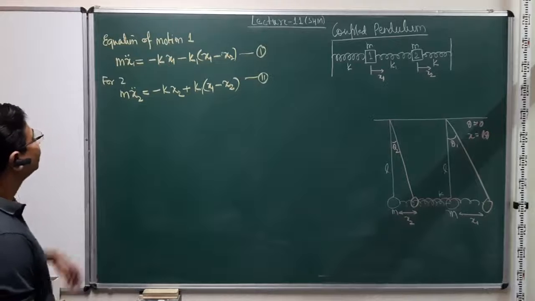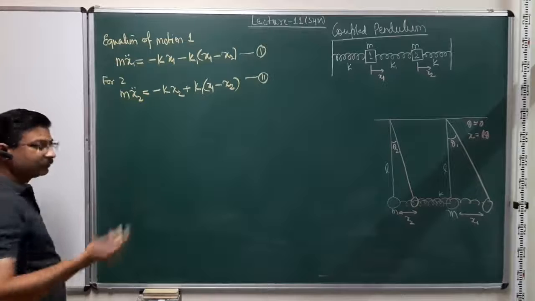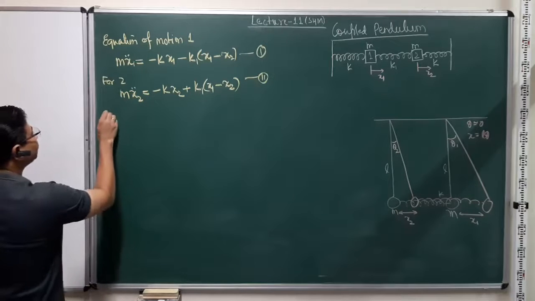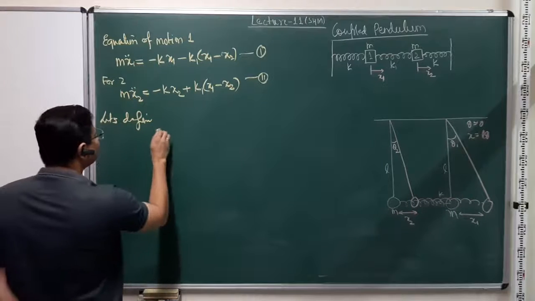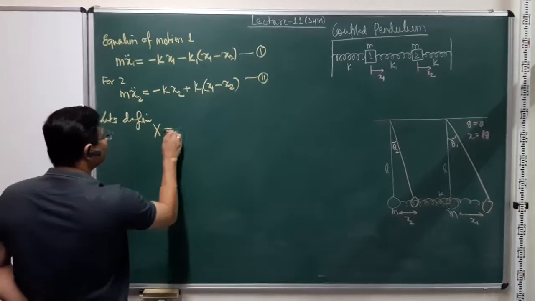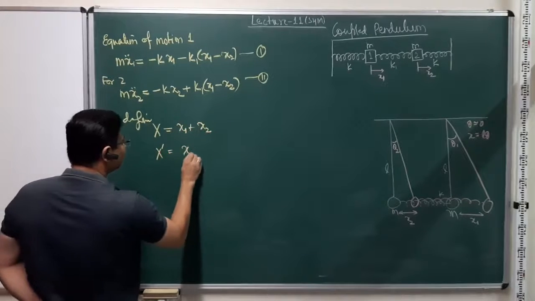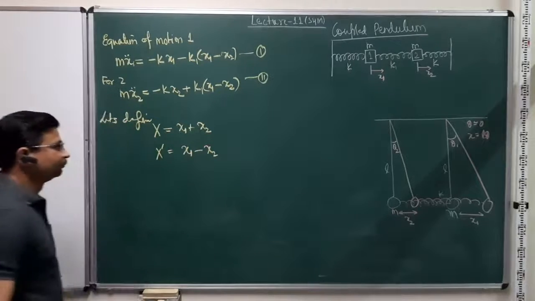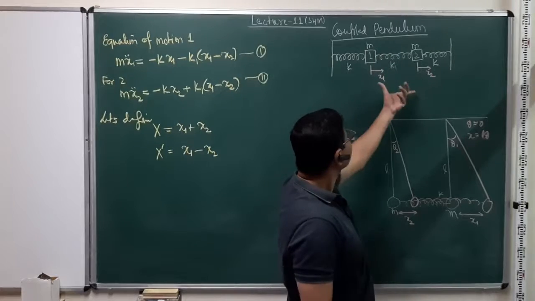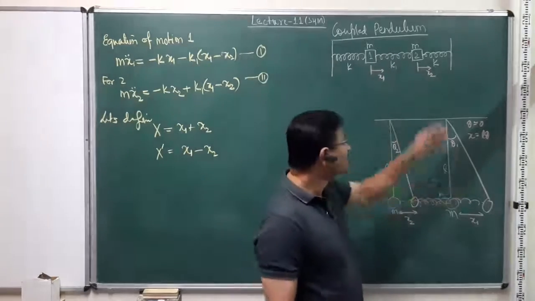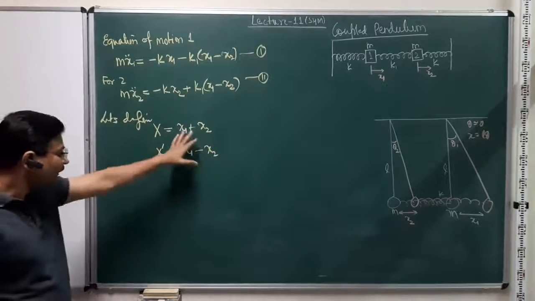Right? And for that, looking at these two, we can say that let's define new coordinates. So let's define new coordinates x as x1 plus x2 and x prime as x1 minus x2. Right? So what we are saying is we are defining a new coordinate for this system. x1 plus x2 defines one displacement, and x1 minus x2 defines another displacement. Right? Both are displacement coordinates defined like this.